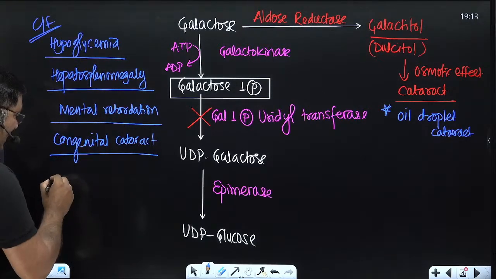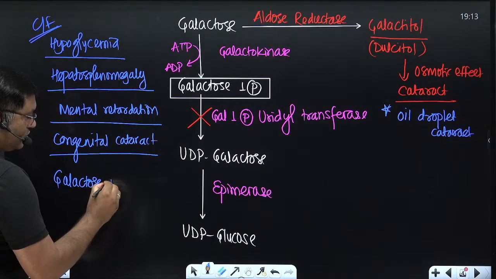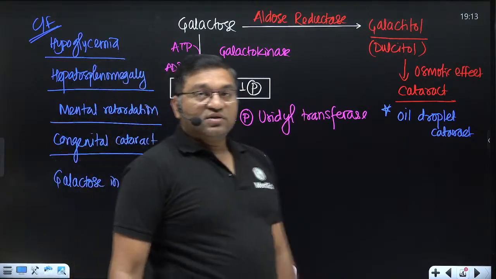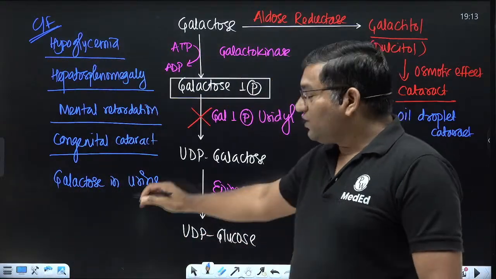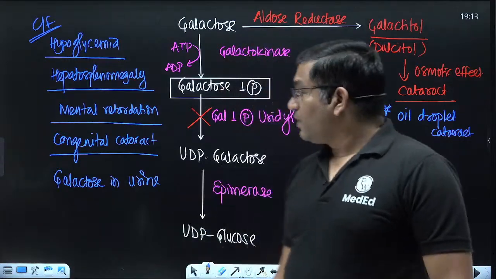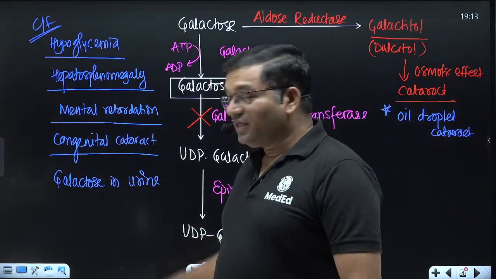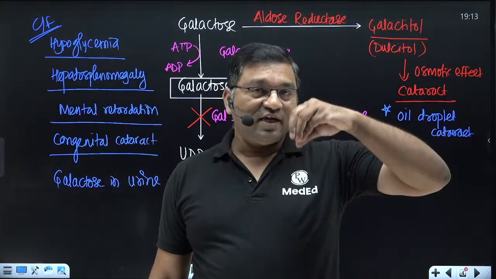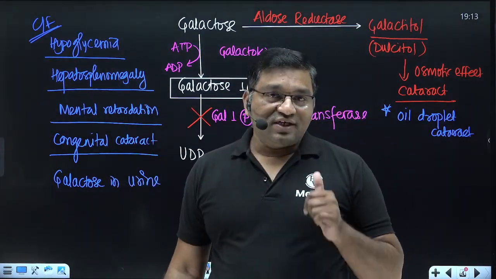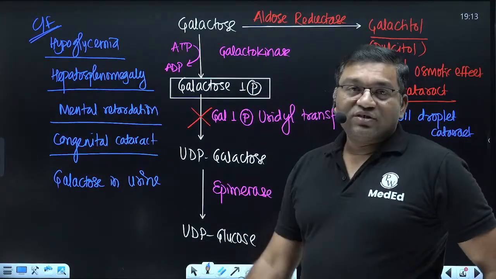And there is galactose excretion in urine. The Benedict test is positive because of galactose in urine, a reducing sugar in the urine. Also, it gives the mucic acid test positive when the urine sample is treated with nitric acid and kept overnight. There is mucic acid crystal formation, that is known as the mucic acid test, which is positive for galactose in the patient with galactosemia.